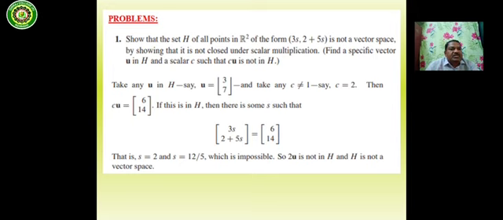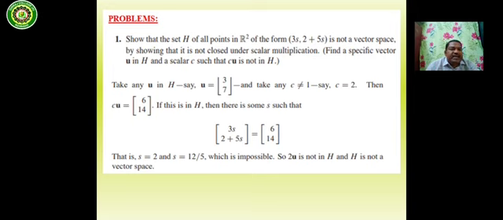So the elements of H are of which form? The (3s, 2 plus 5s) form. So we take the c value 2 and u equal to (3, 7), and we get (6, 14). Now Cu belongs to H means we equate these two values: (3s, 2 plus 5s) equals (6, 14). So we get 3s equal to 6 and 2 plus 5s equal to 14. From the first equation we get s equal to 2, from the second s equal to 12 by 5, which is not possible.